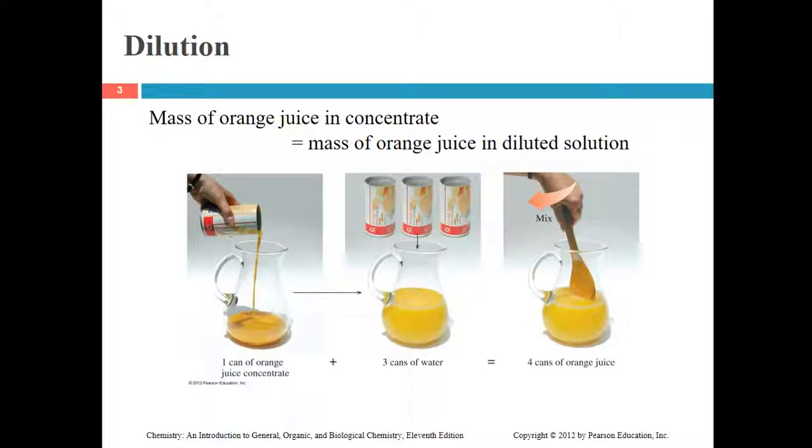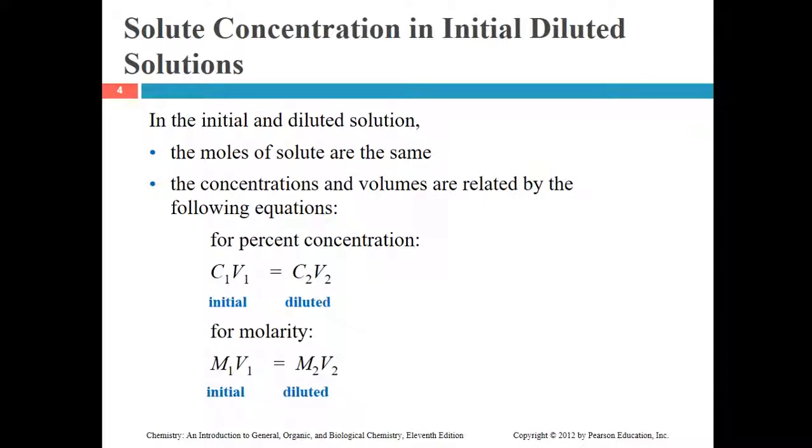So here's another example. You get the can of orange concentrate, you add the water to get an overall 4 cans of orange juice, which is much better tasting than if you were trying to drink that can of orange juice concentrate. Yuck.